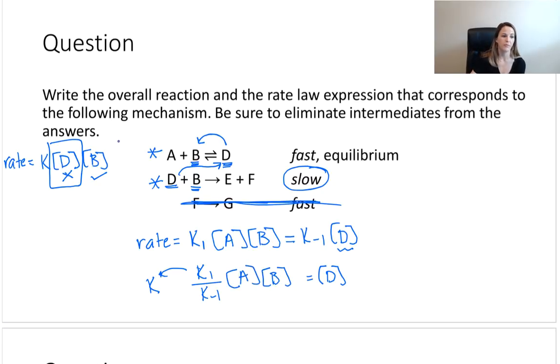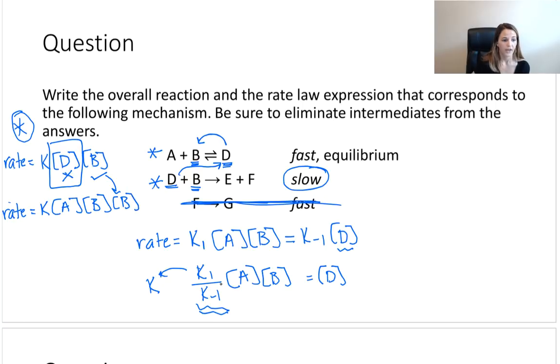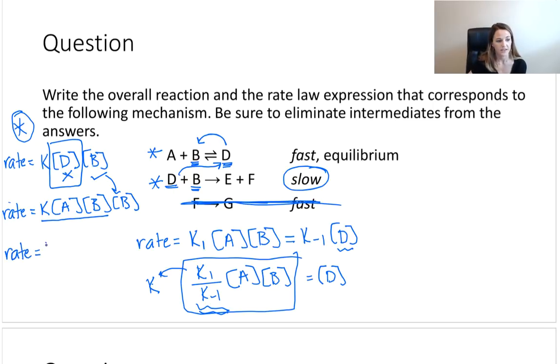Okay, so now what we do is we come back to this original equation over here, and we substitute this in for D. So this now becomes rate is equal to K, which we're just going to assume includes K1 and K negative 1, okay? So now we put everything in for D, so that's A times B, and now we have to remember to bring our B down from before. Okay, so all I did was take this expression right here, where I substituted K1, K negative 1 for K, times A times B, put that right here, and then I added the B term from previously. So our rate law becomes rate is equal to K times A times B squared.